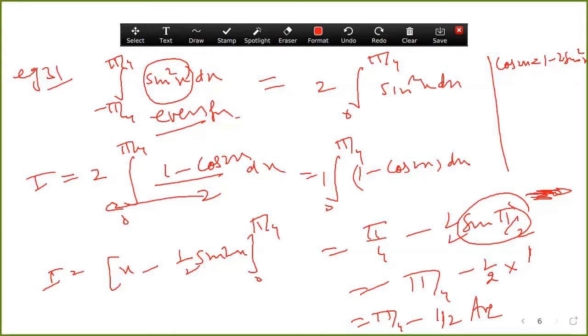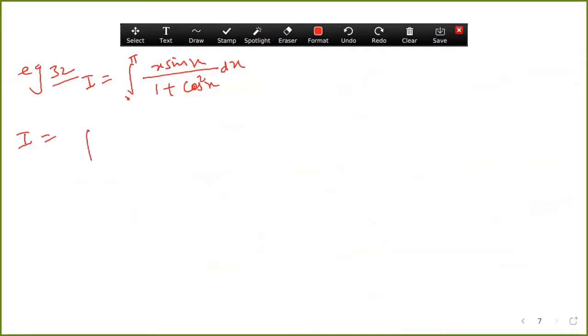Now come to the question, example number 32. The question is: integrate from 0 to pi the function x sine x upon 1 plus cos square x dx. Now we have to apply the a minus x property on this. So you are getting I is equal to integral 0 to pi, where x becomes pi minus x. Put x is equal to pi minus x in the question.